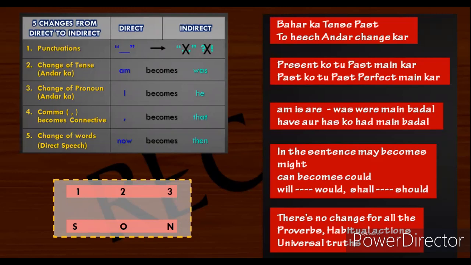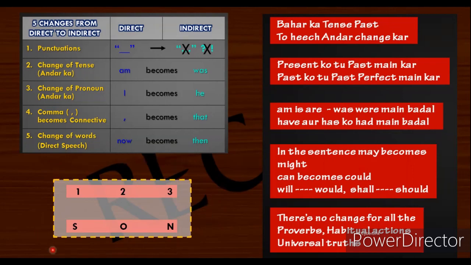The reported rap. बाहर का टेंस पास्ट तो हिच अंदर चेंज कर, प्रेजेंट को तू पास्ट में कर, पास्ट को तू पास्ट परफेक्ट में कर, am is are was were में बदल, have or has को had में बदल. In the sentence, may becomes might, can becomes could, will becomes would, shall becomes should. There is no change for all the proverbs, habitual actions, universal truths. Isn't it interesting? So this is how you have to learn the song by heart, and implement it in the examinations whenever you attempt any question.